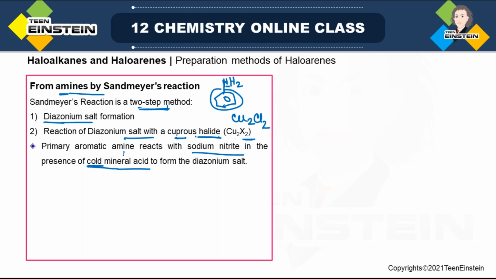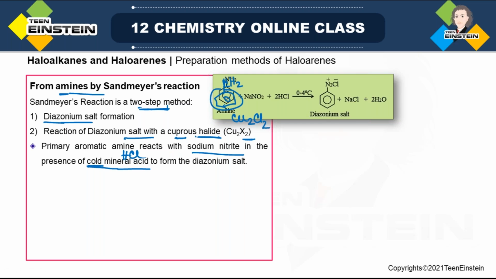And mineral acid means mostly we take HCl, and diazonium salt is formed. So this is the first step. Here we have taken aniline in the presence of NaNO2 and HCl. Temperature is low, 0 to 4 degrees. You have to maintain this condition, and these two reagents together are actually making HNO2. So this Na is replaced by H. So now you are getting nitrous acid, HNO2.